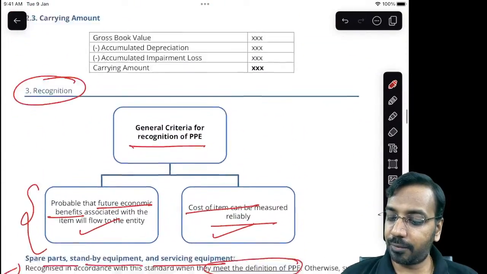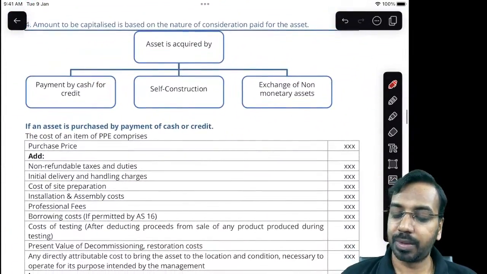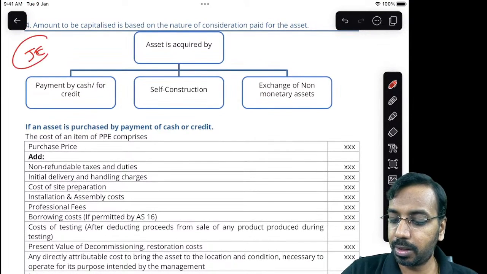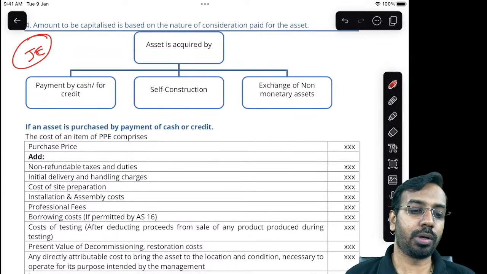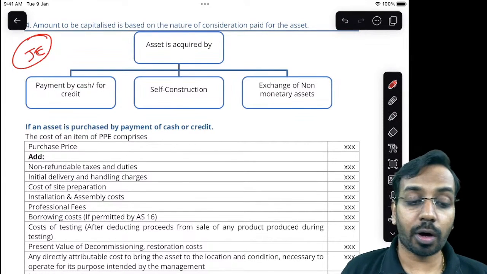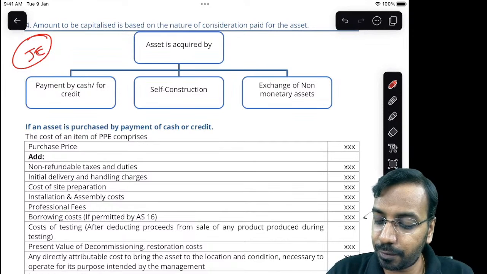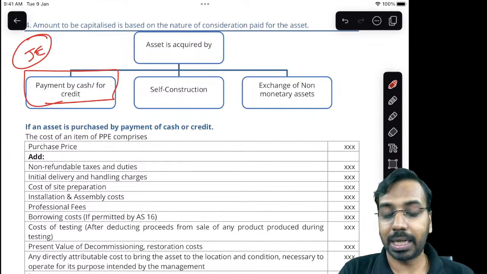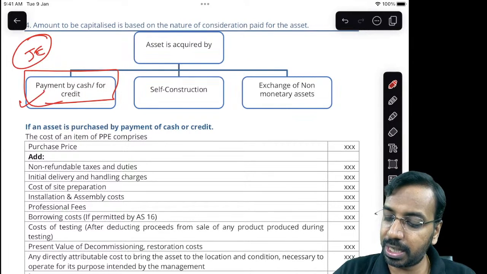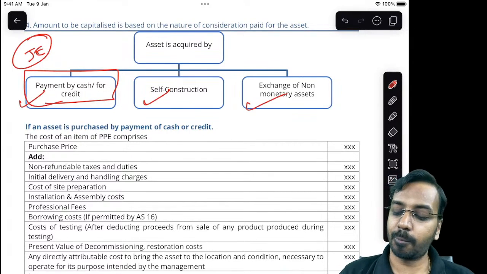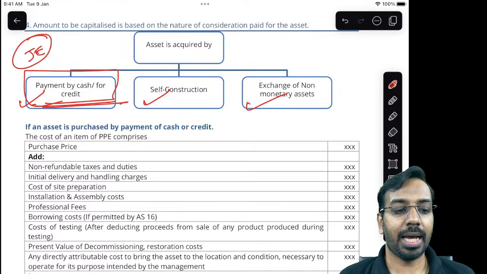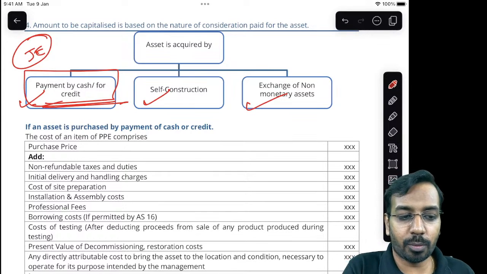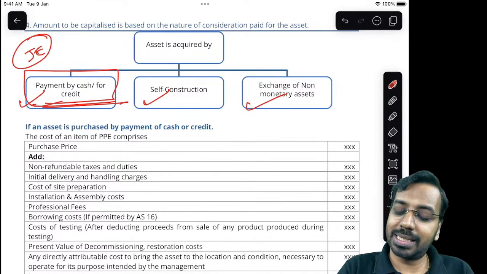Right? So that is the criteria for initial recognition. And when we initially recognize, means when we pass the journal entry, what do we need? We need the amount. Now for amount, if we have paid the money and purchased the asset, in examination you can get 2 or 3 types of question. One is purchase, one is construction, one is exchange. If you have paid money and purchased, the same formula that you have considered for inventory, same logic applies here.